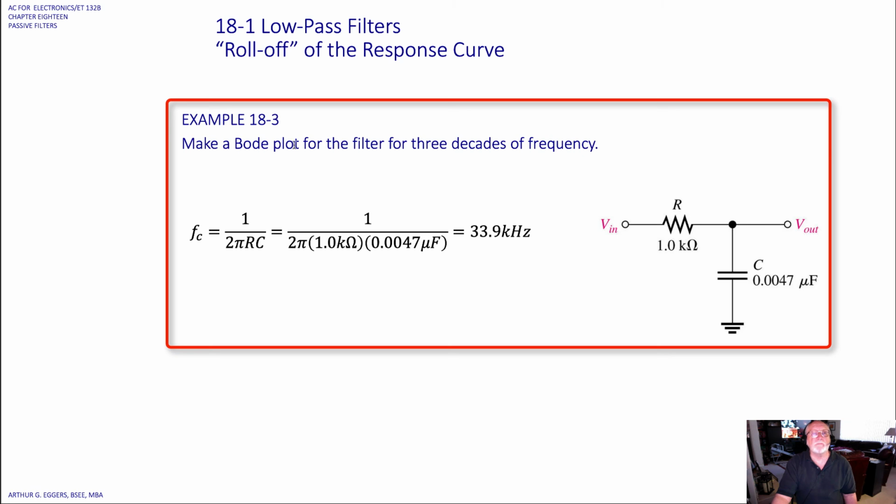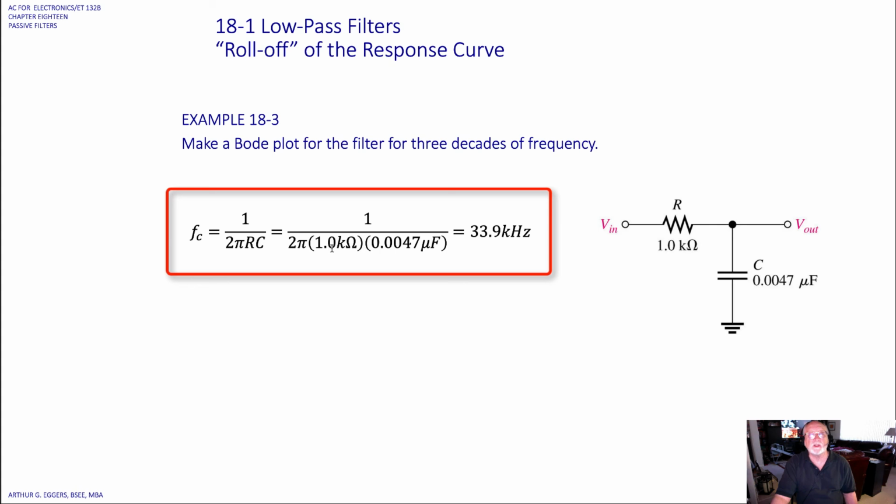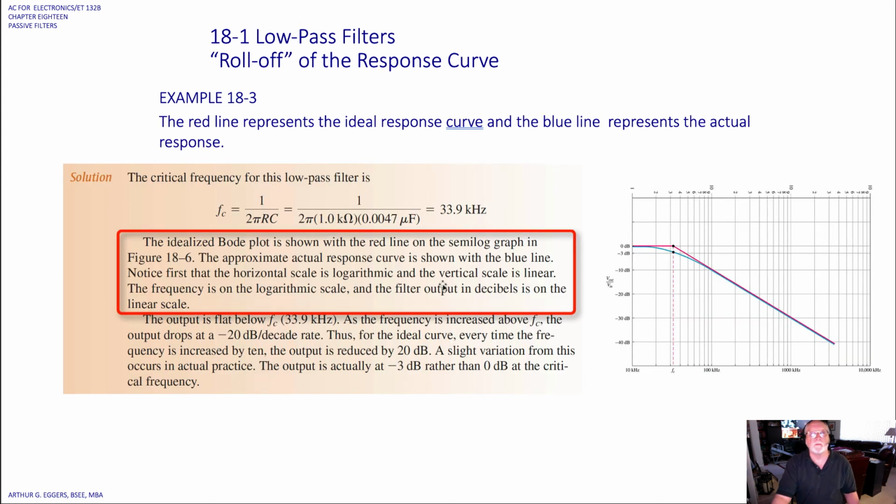So let's make a Bode plot of the filter for 3 decades of frequency. We've got this filter that we've looked at before. In this case, we are going to calculate the critical frequency. So we enter our components for R and C and calculate 33.9 kHz as the critical frequency. The idealized Bode plot is shown with the red line on the semi-log graph in the figure. The approximate actual response curve is shown with the blue line.